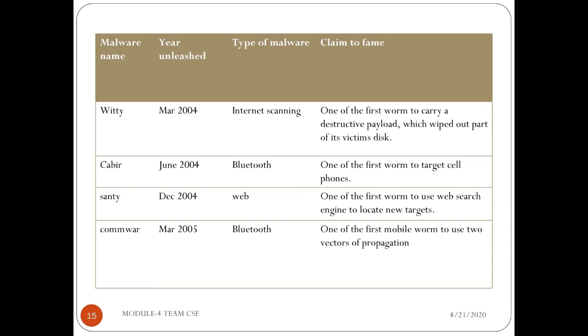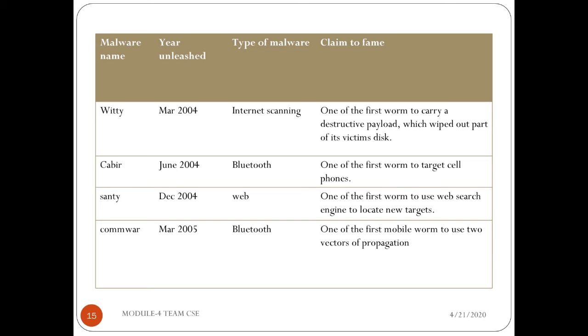Next, Cabir, which came into existence in June 2004. It spreads over Bluetooth wireless, and it is one of the first to target cell phones. Next, Santy. It came into existence in December 2004. It is web-based malware, one of the first to use a web search engine to locate new targets.